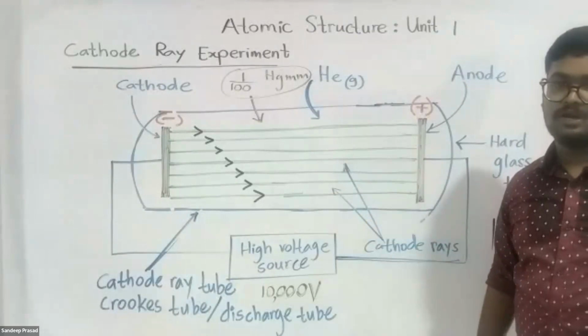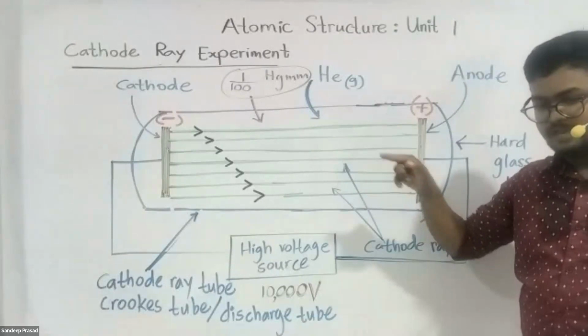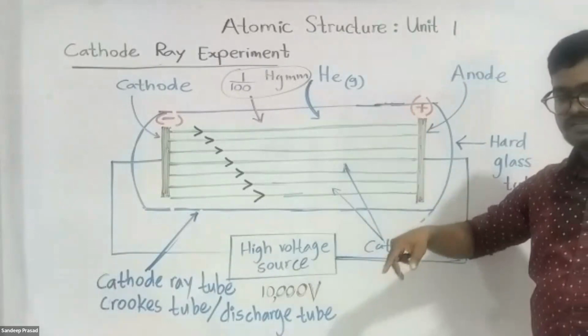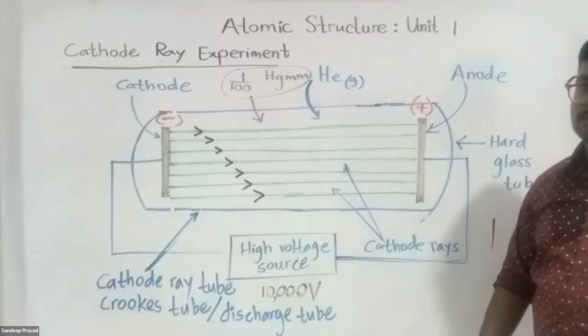If you are using a reactive gas, we should make sure that we have used only that gas. Inside the glass tube, if we have any other particles, they will react with the oxygen and we cannot see this kind of proper radiation diagram. And sometimes the pressure will increase and the glass will break.